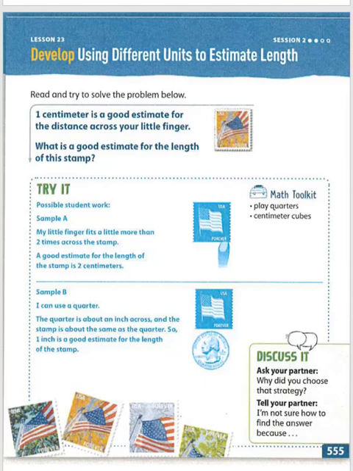Try it. 1 centimeter is a good estimate for the distance across your little finger. What is a good estimate for the length of this stamp? So if you put your little finger there, look, here's a little finger like yours. Put it across, see how many it is. It's probably about 2. Here's the stamp. Put your finger. How many? 2, maybe 3. Maybe yours is smaller.